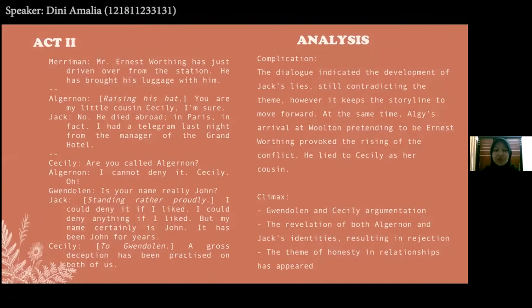So we continue to the complications. We can see the dialogue on the left side. The explanation is that the dialogue indicates that the development of Jack's lies still contradicts the theme. However, it keeps the storyline moving forward. At the same time, Algie's arrival at Woolton pretending to be Ernest Worthing provoked the rising of the conflict, and he lied to Cecily as her cousin. The next topic will be presented by Marcia.